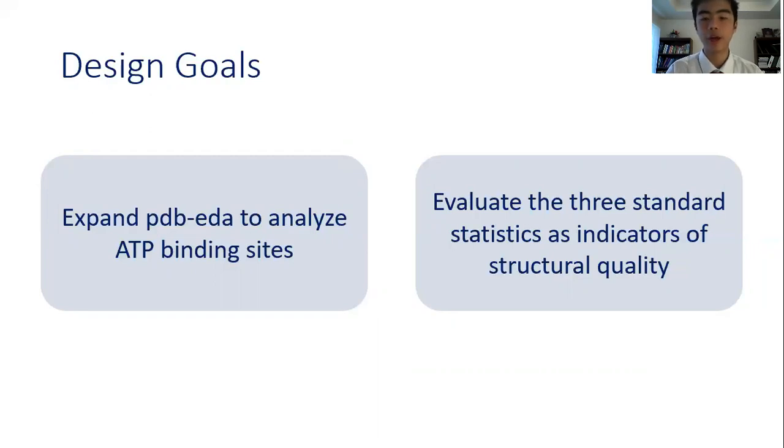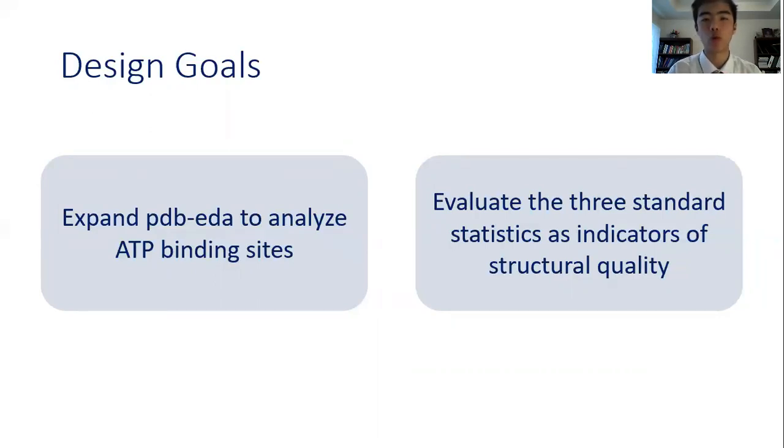The second goal was to evaluate the other three statistics, namely the resolution, occupancy, and the symmetry, to see whether they were still accurate indicators of the regional structural quality, because they were found to be so in the previous study. But now in this study, we wanted to see whether they were still accurate indicators for a different kind of region, a different kind of ligand altogether.